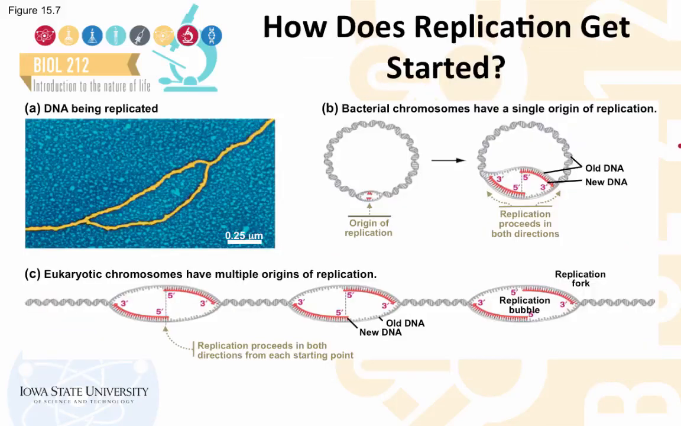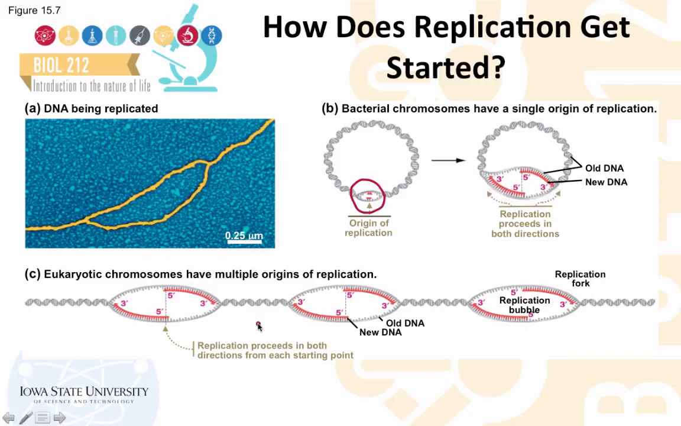So how does DNA replication get started? If you look at bacterial chromosomes, they are circular DNA molecules. When DNA replication begins, a replication bubble forms in the chromosome, separating the two parental strands. This replication bubble grows as DNA replication proceeds in two directions.